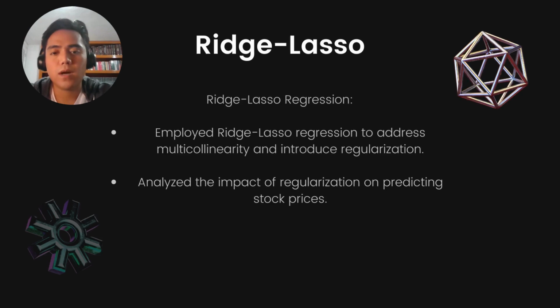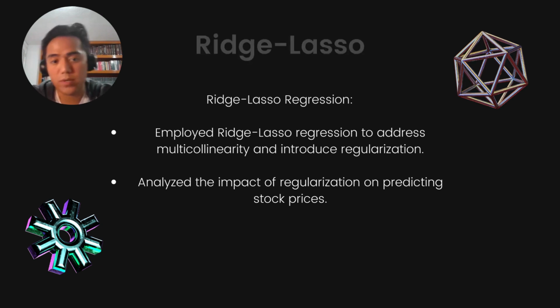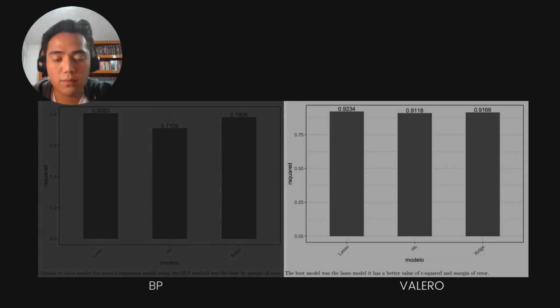analysis. Our second algorithm consisted of the ridge lasso regression. We employed ridge lasso regression to address multicollinearity and introduce regularization to the data we were analyzing. We analyzed the impact of regularization on predicting stock prices. As we can see, once we use regularization, we have our normal R-squared and the lasso and ridge regressions. And we can see that the lasso regression in most cases is the most reliable method.